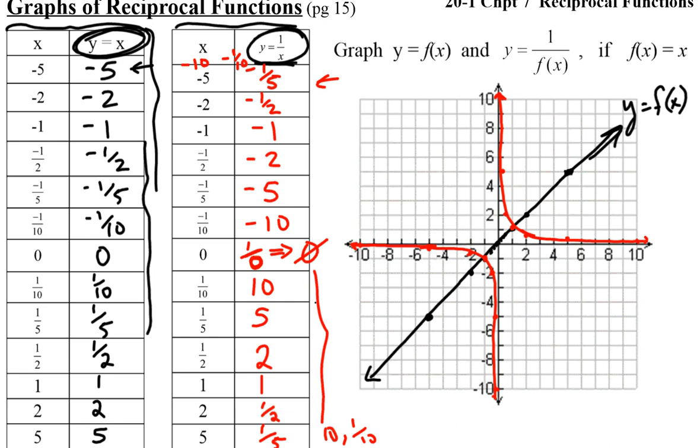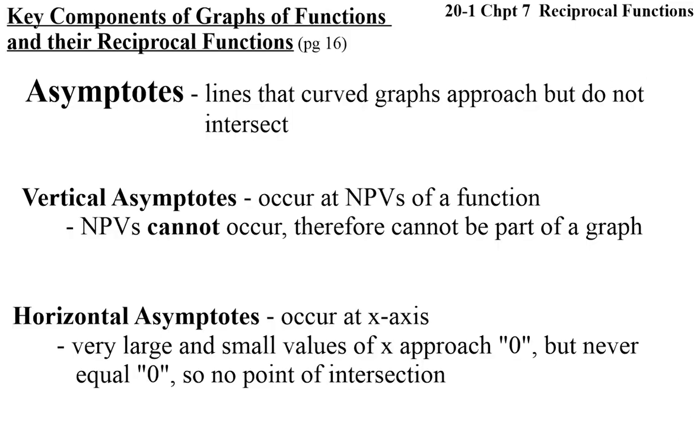That's not a coincidence, that's not lucky. You're gonna see the same kind of thing. But what's important is some of the terminology and how we can come up with the reciprocal graph. We can see it by graphing it, but I don't want to have to graph that many points every time. So let's look at some of the key components of the graph on page 16.